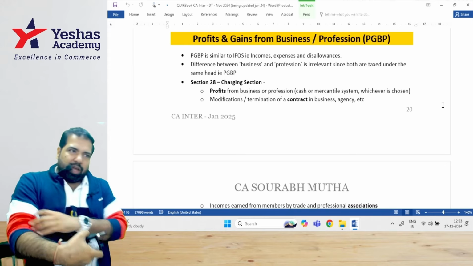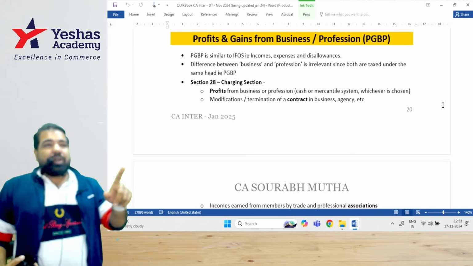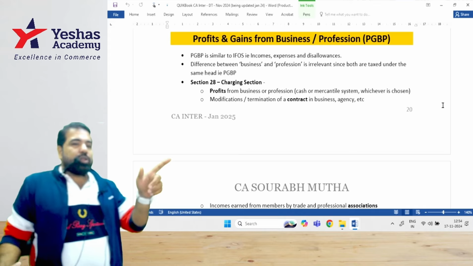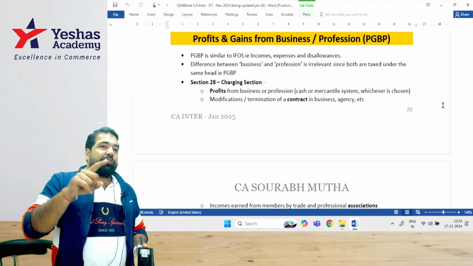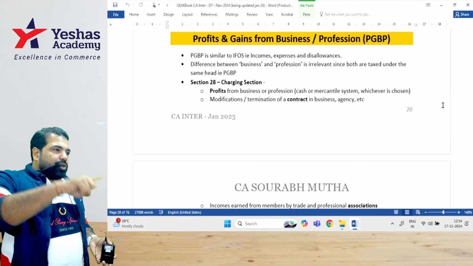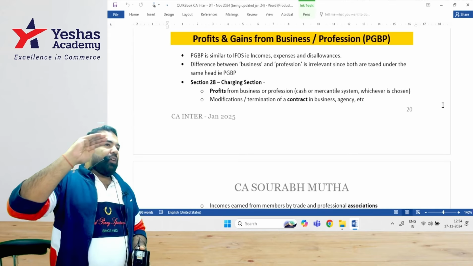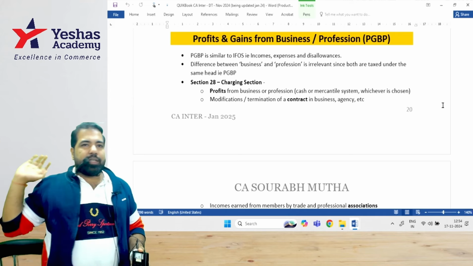Next, wins is only in IFOS. Cash. Cash transactions, please limit it to 10,000, or 35,000 when you are paying to a GTA, goods transport agent. If you cross these limits, fully disallowed.